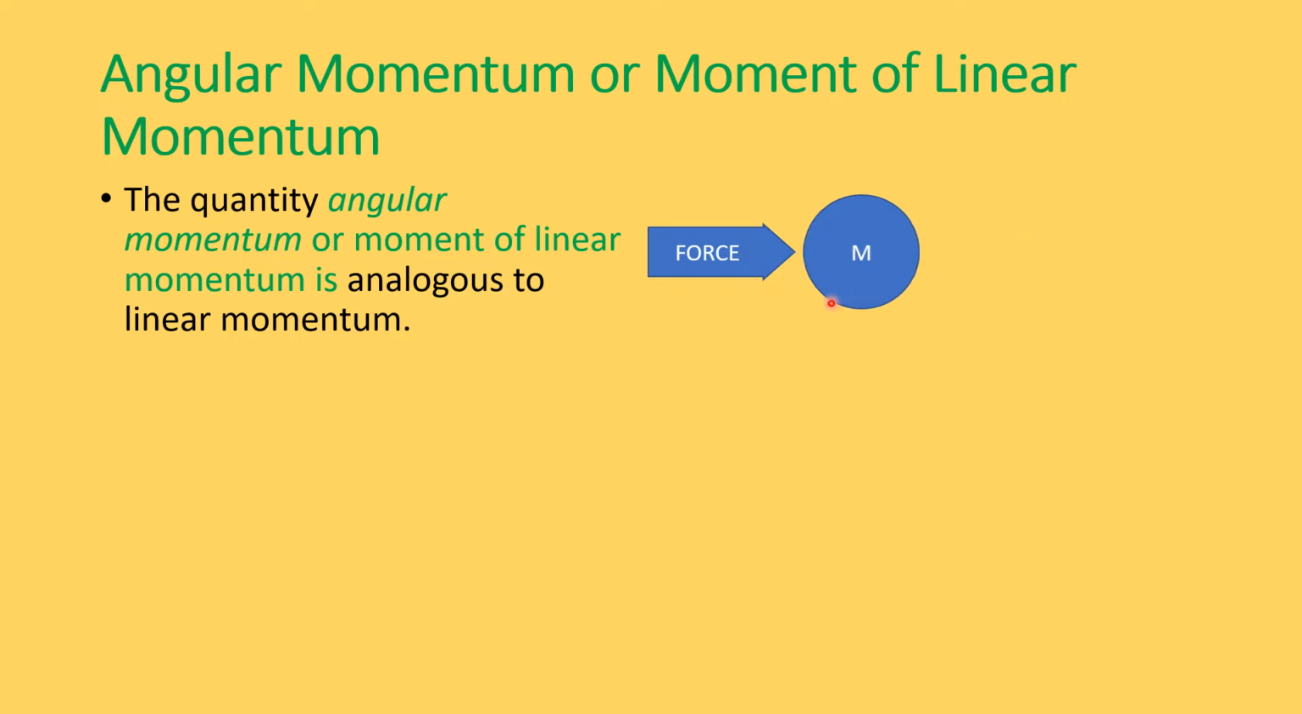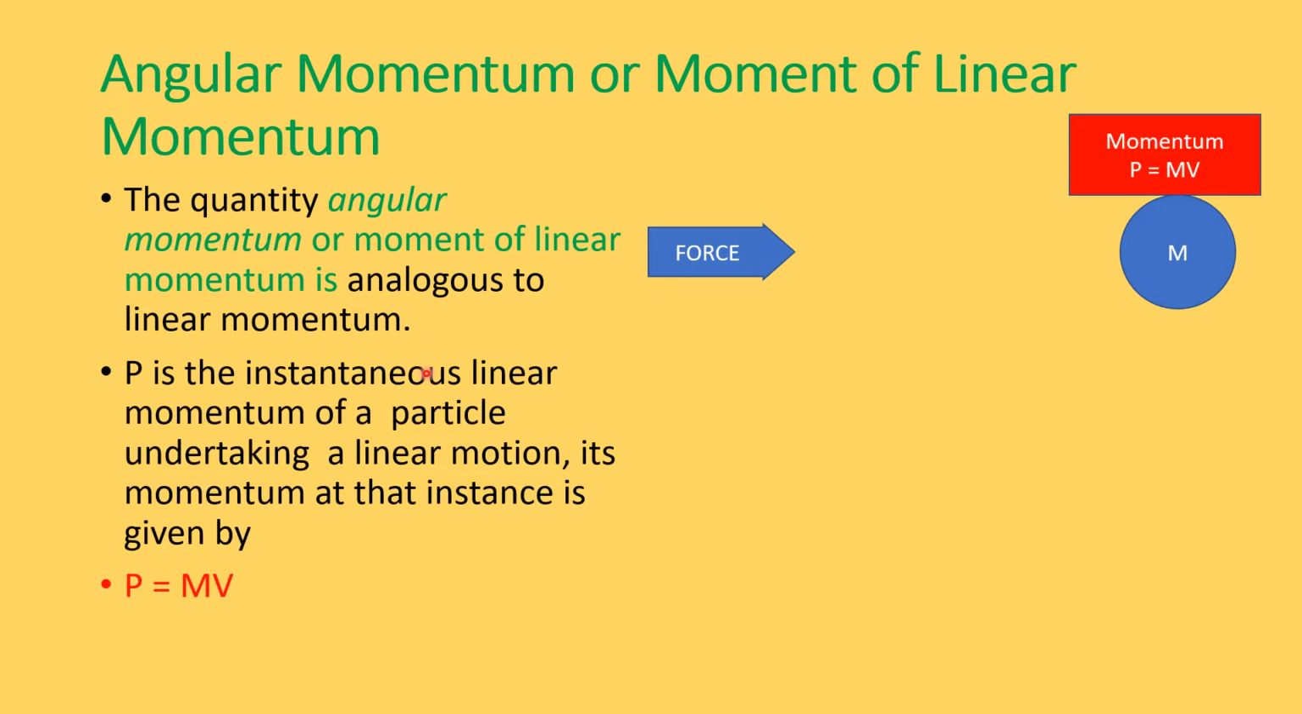move a further distance. Due to this motion, it acquires some power and this power we know as linear momentum, and the linear momentum is given by the formula P is equal to m into v, where P is the linear momentum, m is the mass of that particle and v is the velocity.